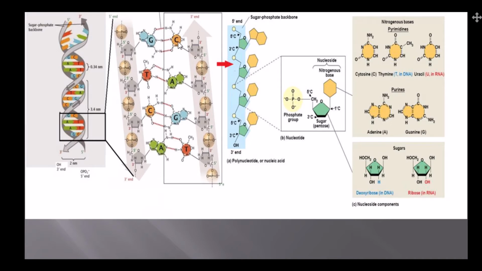nitrogenous bases are of two types. One is called pyrimidine, the other one is the purine. These purine and pyrimidine are the two different forms of nitrogenous bases. Always there is a pairing between purine and pyrimidine. In case of the DNA, there are two pyrimidines, cytosine and thymine. This is the cytosine and the thymine.